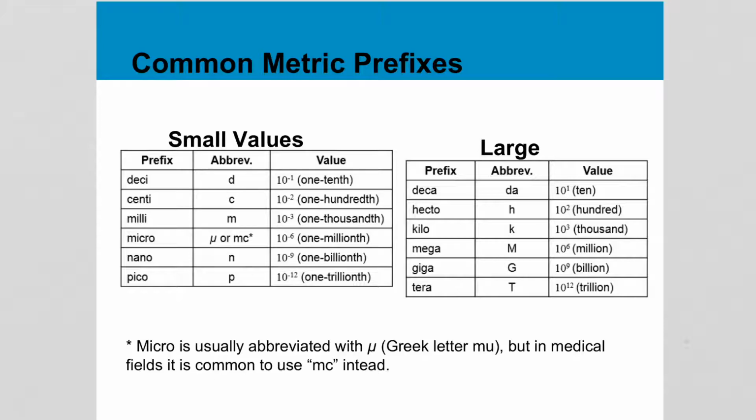And then getting larger, deca means in the tens. Hecto means hundreds. Kilo means thousands. That one you see a lot. 1,000 meters are in 1 kilometer. And then you could go up to mega, giga, and tera if you're dealing with computers especially.